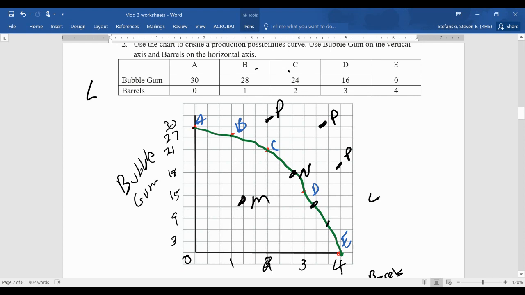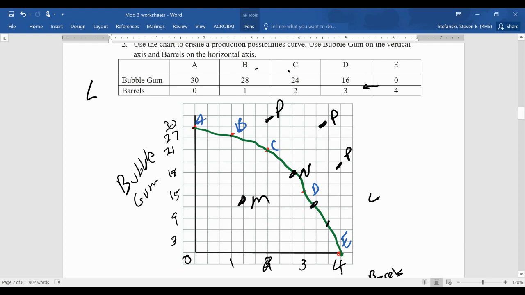So what did I have to do? I had to give up 4 bubble gums. Then it says E to D. So to go from E to D, I went from 0 bubble gums to 16 bubble gums. So what is my opportunity cost to go from E to D? Well, that's 1 barrel.